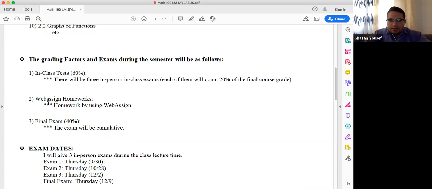Second thing, I'm going to talk about the WebAssign homeworks. WebAssign is a website. You're going to sign up on this website, and you have to get an account. Every section I finish, I'm going to post the homework for that section. This homework does not have any grade, 0 grade, but you have to sign up, because most of the questions in the first, second and third exams will be from the WebAssign homeworks.